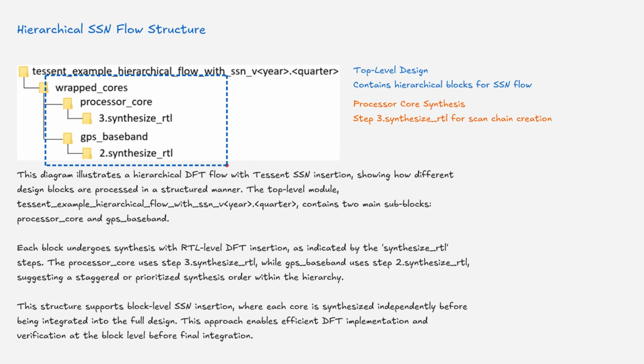This diagram illustrates a hierarchical DFT flow with Tessent SSN insertion, showing how different design blocks are processed in a structured manner. The top-level module, Tessent example hierarchical flow with SSN v-year.quarter, contains two main subblocks, processor core and GPS baseband. Each block undergoes synthesis with RTL-level DFT insertion, as indicated by the synthesize RTL steps. The processor core uses step 3, synthesize RTL, while GPS baseband uses step 2, synthesize RTL, suggesting a staggered or prioritized synthesis order.